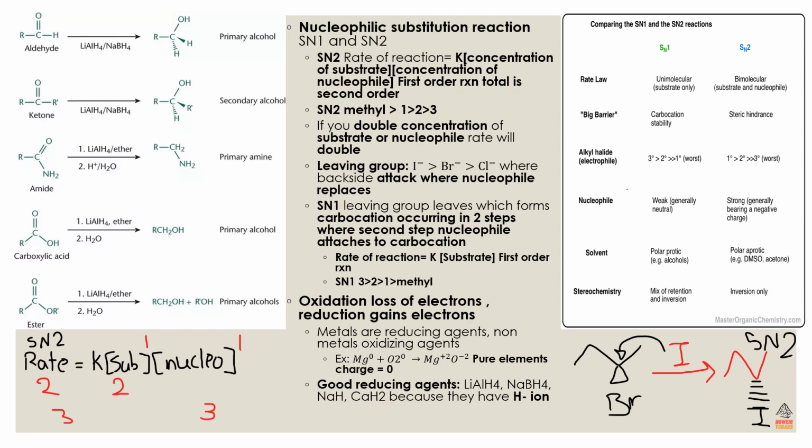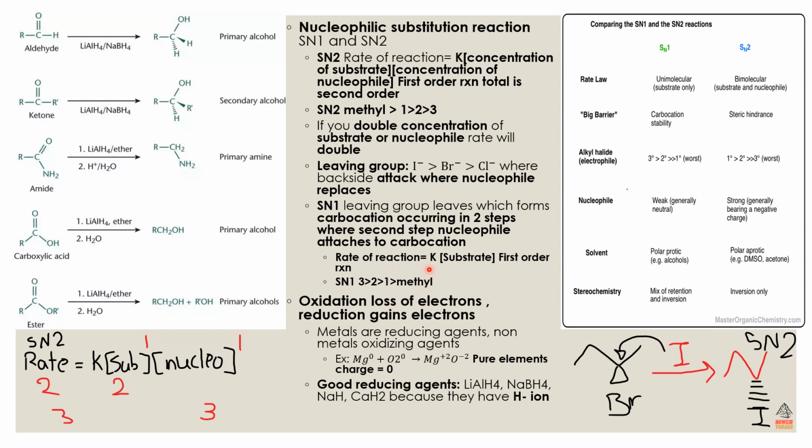SN1 reactions occur faster with more substituted substrates, whereas SN2 reactions occur faster with less substituted substrates. Next we have oxidation and reduction. We're just gonna be speaking about them simply. So oxidation, the way to memorize them is OIL RIG. Oxidation is loss of electrons, reduction is gain of electrons.